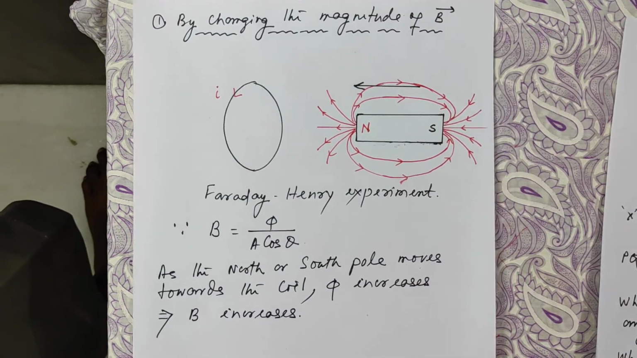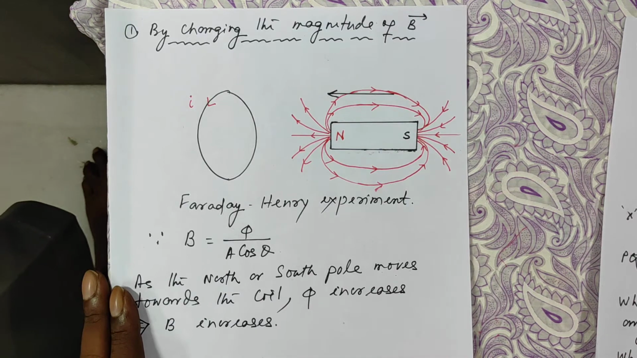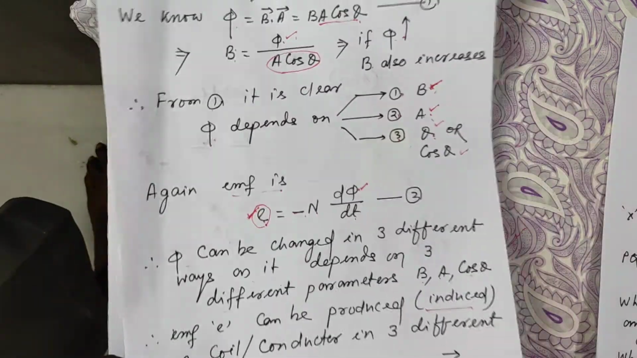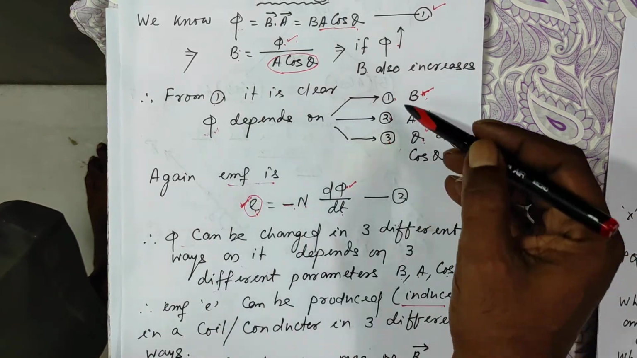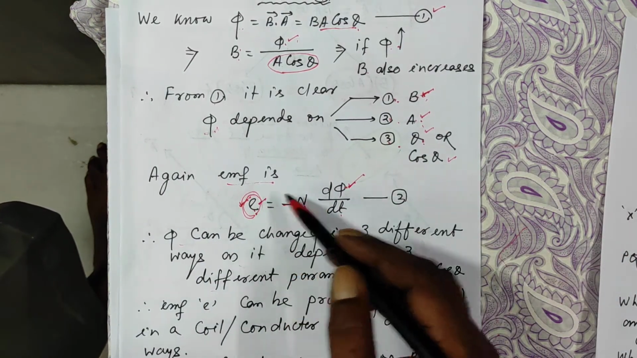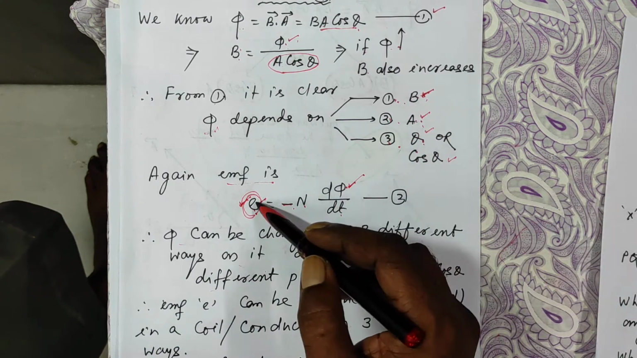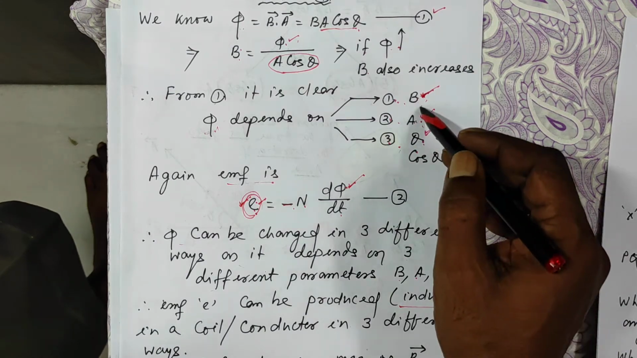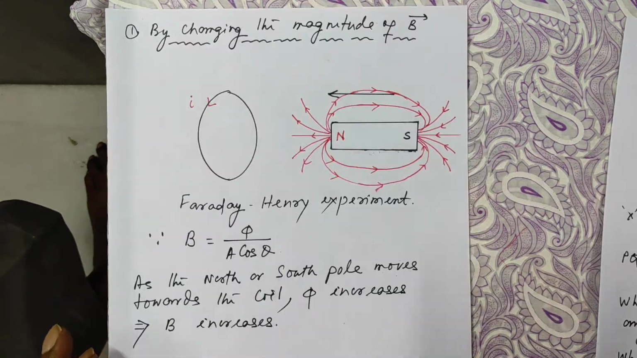Now first, how to produce EMF by changing the magnitude of B. From here, phi was depending on these three things, and EMF was depending on phi, therefore EMF depends on these three things. It means EMF can be produced by changing B or A or theta. So let us go to the first one, by changing B.